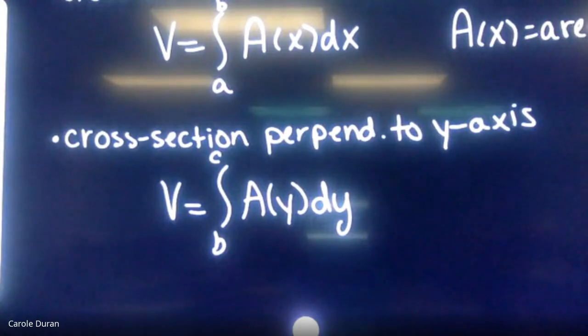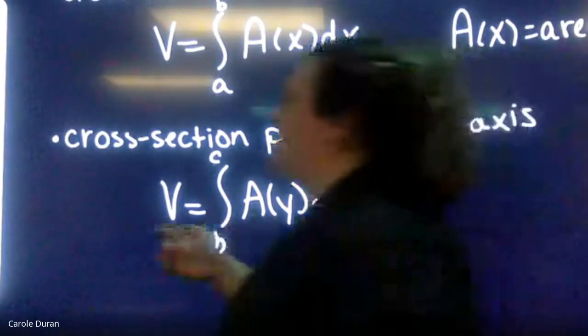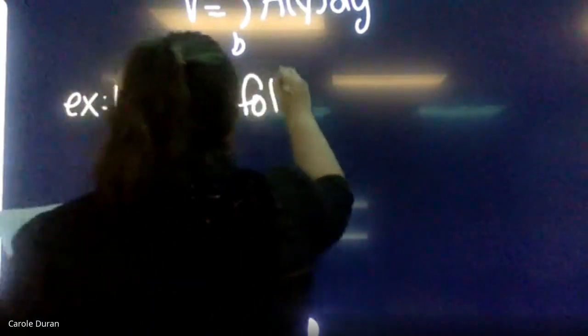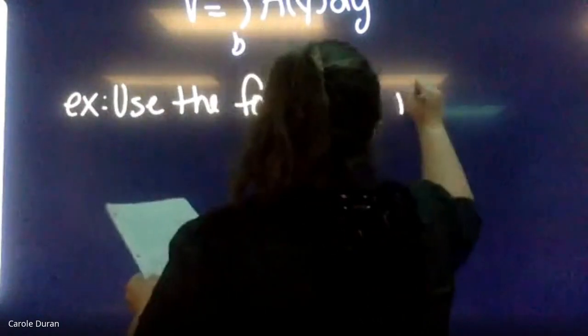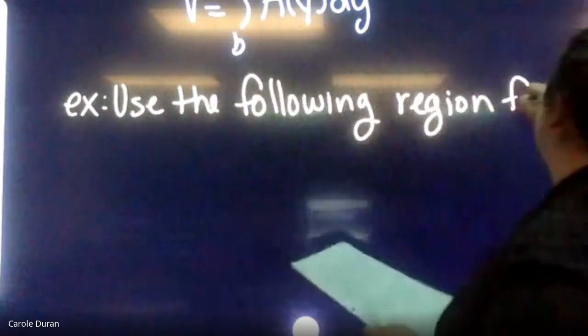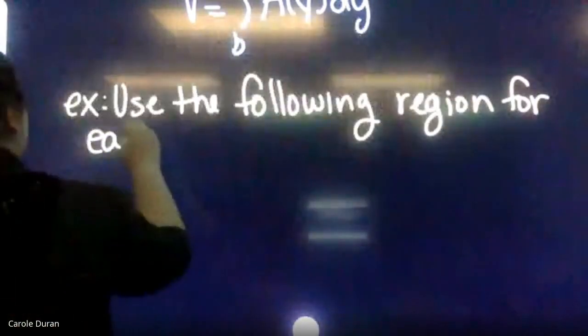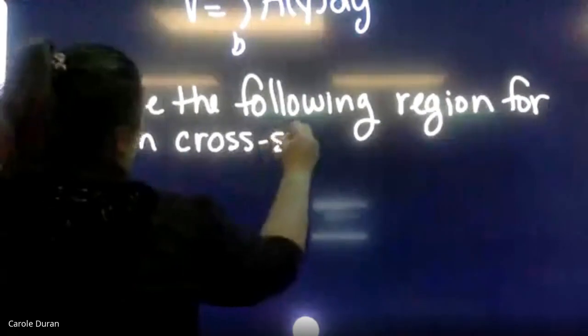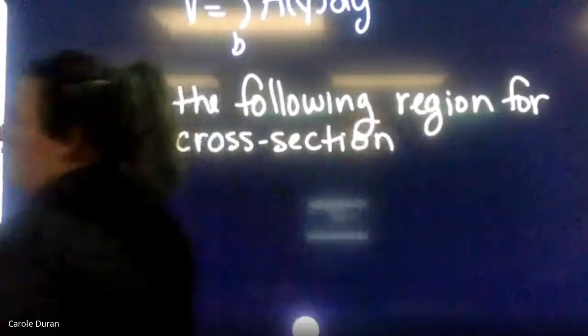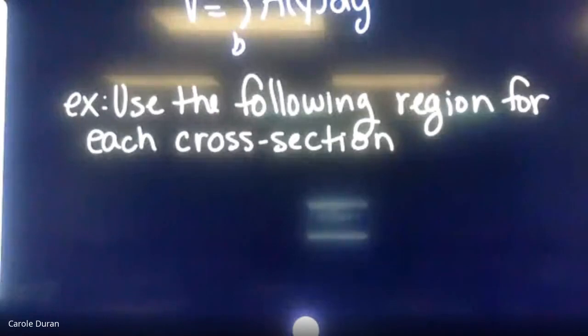So what we're going to do is calculate the volume of 6 different shapes, but they're all going to come from the same parameters and the same bounds. This is the practice of changing between area formulas, and that's all we're doing today. So this one is going to be using the same area for each cross-section.